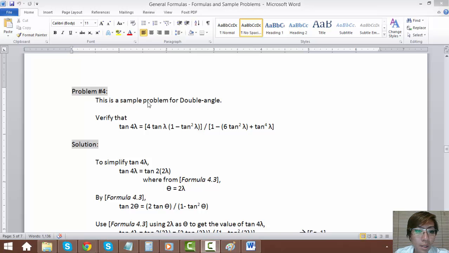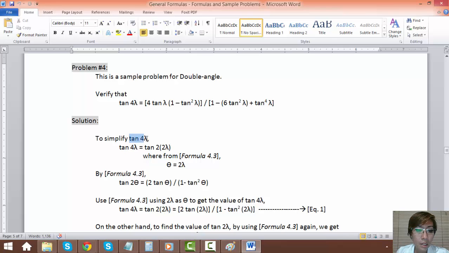Problem number 4 is a sample problem for double angle, and you're asked to verify that tangent 4 lambda is equal to the numerator 4 tangent lambda times 1 minus tangent squared lambda, all over the denominator 1 minus 6 tangent squared lambda plus tangent 4 lambda. So the solution first is to simplify tangent 4 lambda and make it a double angle.